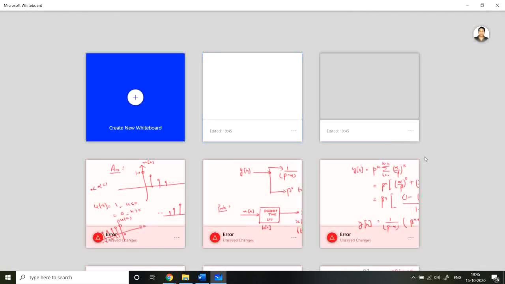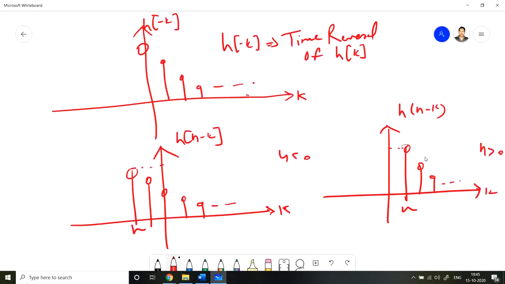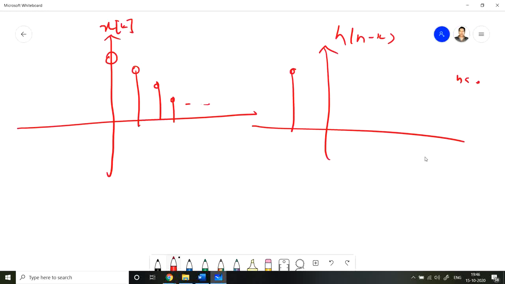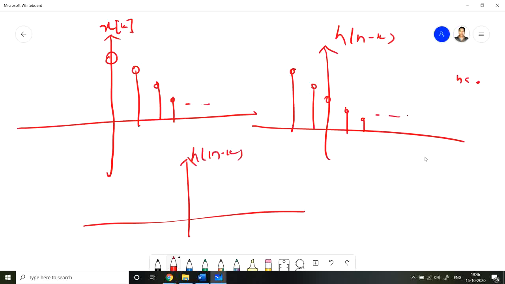So this is our graph when n is less than 0. It is decreasing. The third graph required is the hn minus k graph when n is greater than 0. So these three graphs we require.